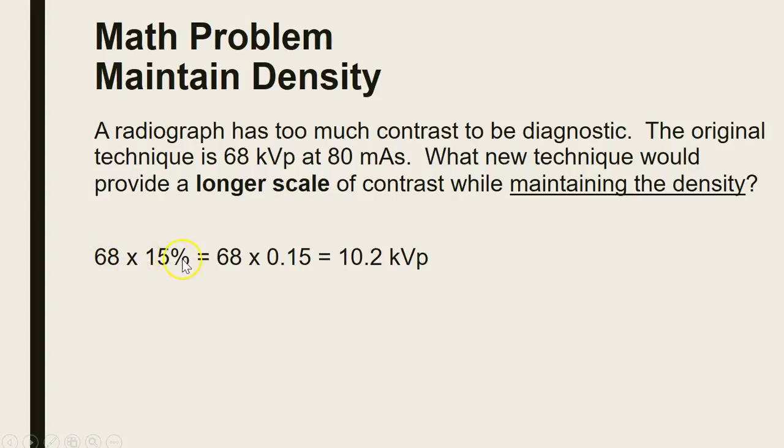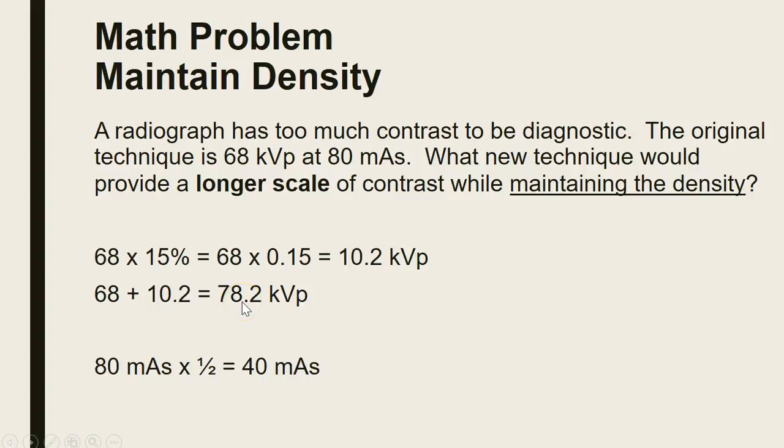68 by 15% is 10.2. To increase and get a longer scale of contrast, we add it. So now our kV is 78.2. But we're not done. Read the rest of the question. We did make a longer scale of contrast, but we want the same density that we started with. Because this also increased the density, now we have to halve the mAs to maintain that density. So 80 mAs times a half, or you could have said 0.5, is 40 mAs. That's how you work that problem.